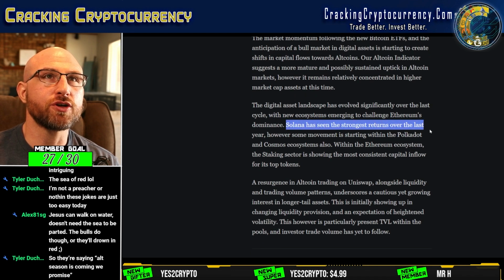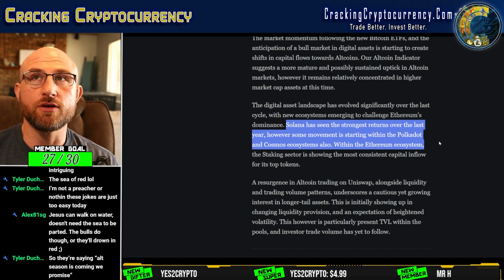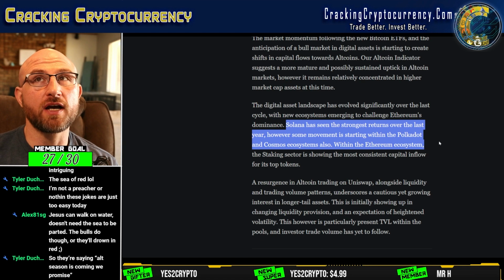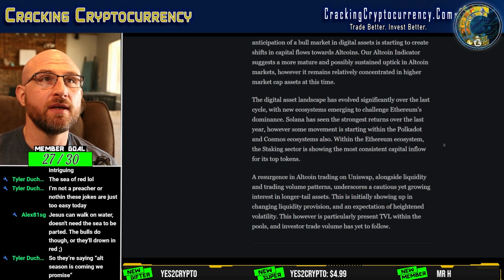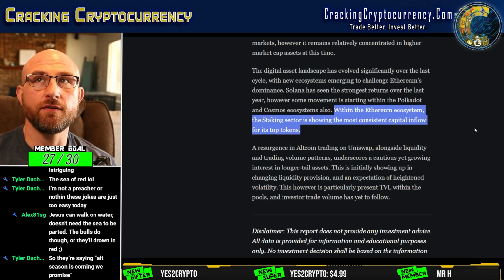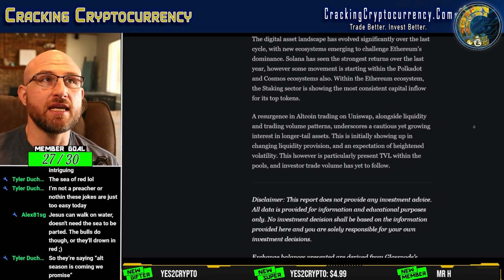Solana has seen the strongest returns over the last year. However, some movement is starting within the Polkadot and Cosmos ecosystems alike. Now, again, I'm not a big fan of Polkadot, but I'm a huge fan of Cosmos. Cosmos is a big part of my portfolio. Within the Ethereum ecosystem, the staking sector is showing the most consistent capital inflow for its top token, which astounds me because you can go get T-bills right now and earn a higher APY than staking your Ethereum.